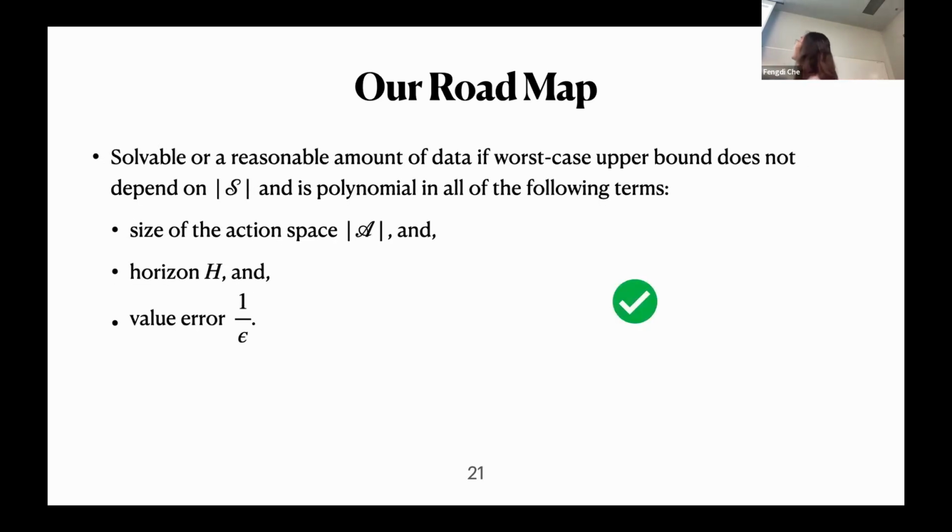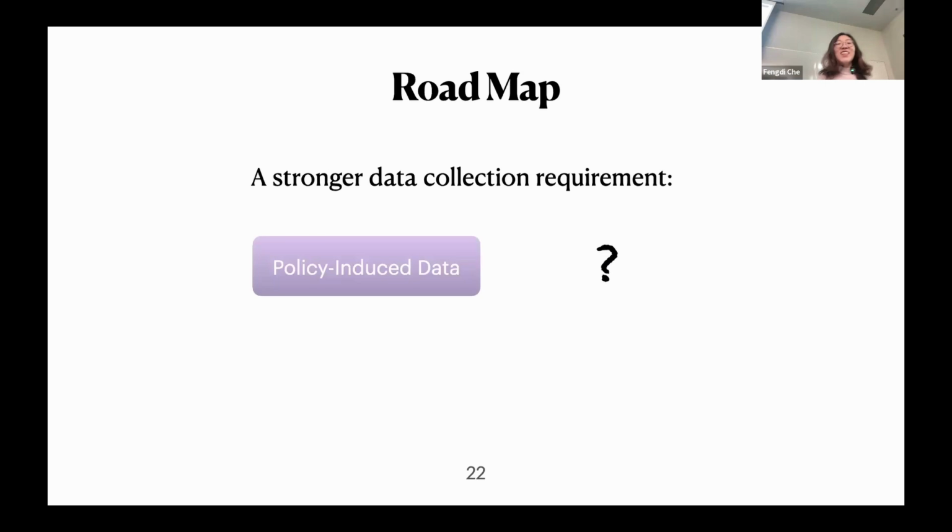On the contrary, if the bound does not depend on the state space size or is polynomial in all of the following terms, we will give it a check sign. We call it solvable. So let's start building our roadmap. First, we start from the simplest condition we can think of. How about policy-induced data?